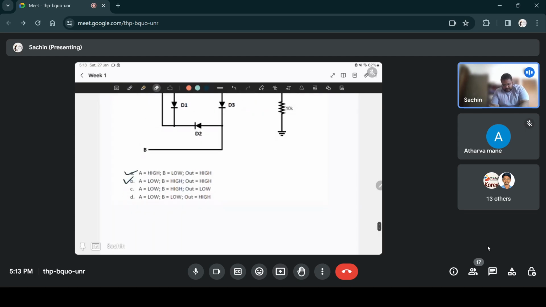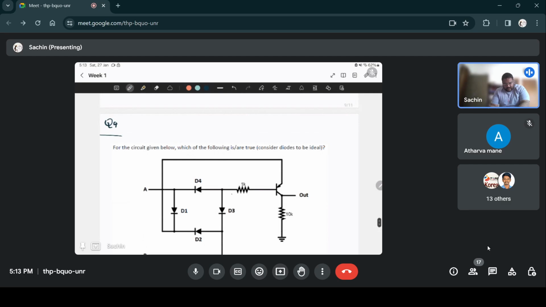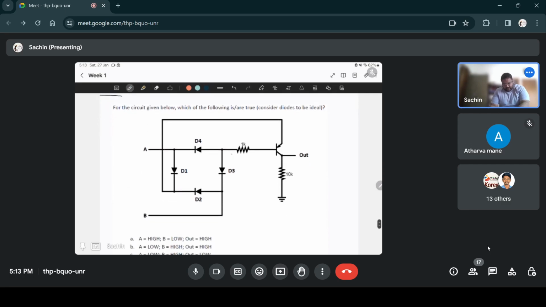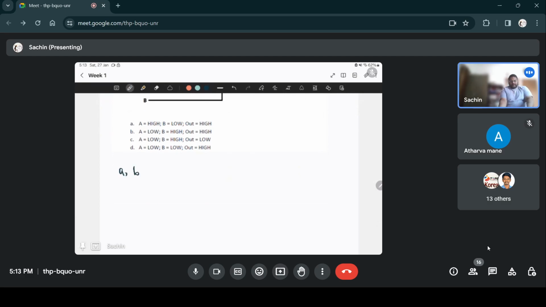Both these options were correct, and for this question they had asked which of the following is or are true, so they are expecting that multiple choices could be right, so both A and B. In case they allow you to only select one of the options in your assignment, then you can select any one of A and B.